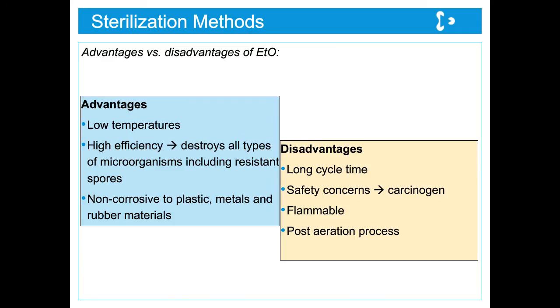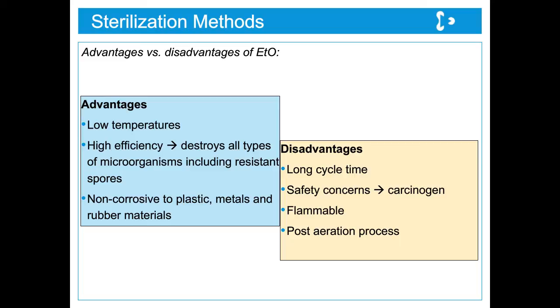Now let's get into the advantages and disadvantages of chemical sterilization. The first advantage, I already mentioned this earlier, the fact that it is a low temperature sterilization method, meaning you can pretty much put any material, it's compatible with any material no matter the melting point, which means it's not going to corrode plastic, metals, or rubber materials. And it's very efficient as it destroys all types of microorganisms, including ones that are resistant to spores.